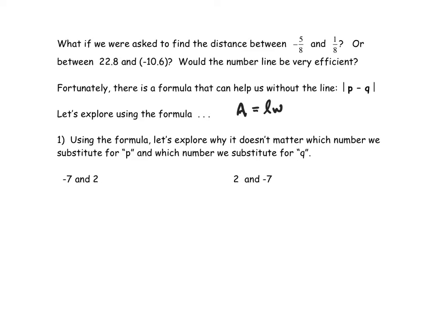This is the area of a rectangle formula. So the A stands for area. That means how many square units are inside. The L stands for length, and the W stands for width. And in math, when we put numbers side by side, it means that we're multiplying them.